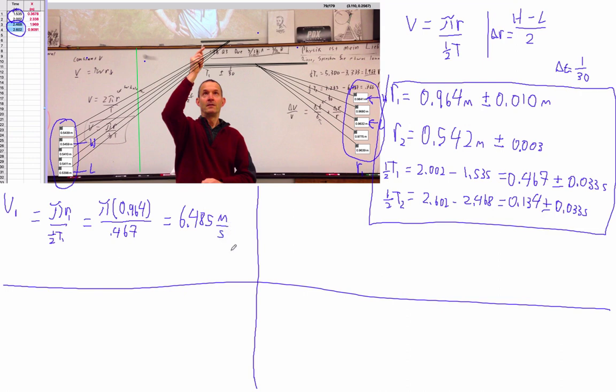And I'm content to just leave it at 6.485. 4 sig figs, right? I don't know. I really don't know. Okay. And then let's figure out the uncertainty of that.